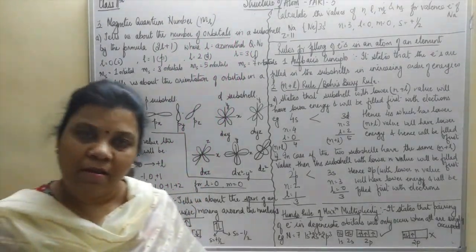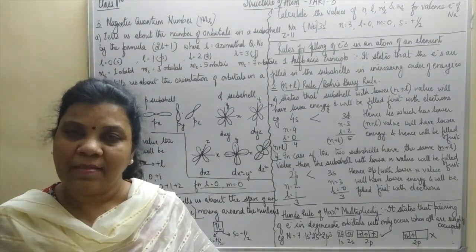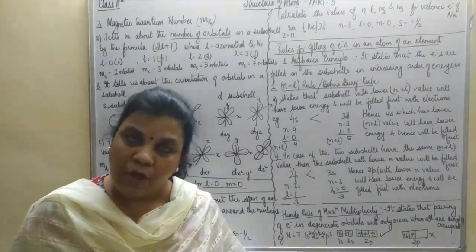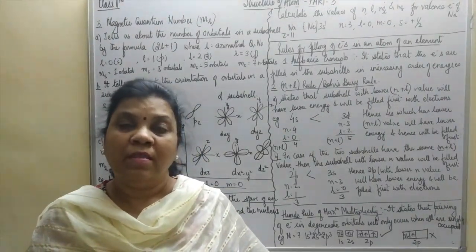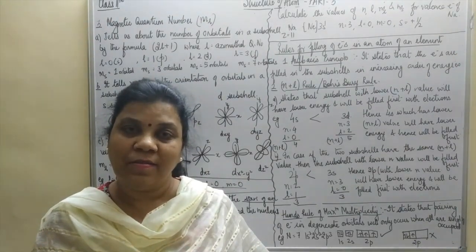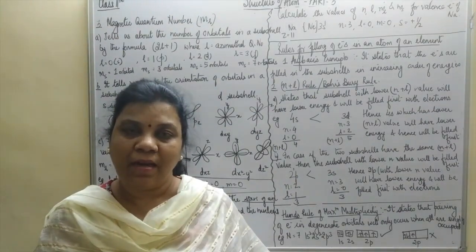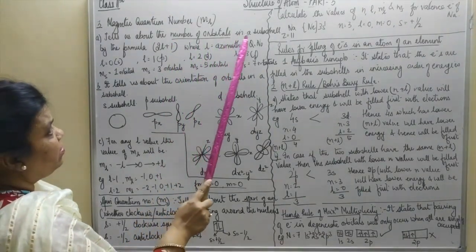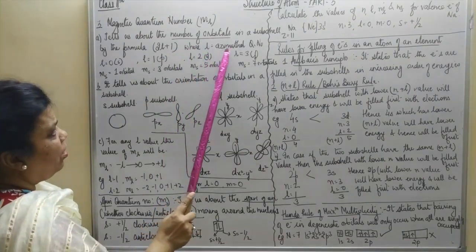See, we discussed earlier in our previous video lecture that each subshell comprises orbitals. For example, S subshell has 1 orbital, P has 3 orbitals, D has 5 orbitals, and F has 7 orbitals. So, this information about the number of orbitals present in a subshell is rendered by the third quantum number, which we call the magnetic quantum number. It tells us about the number of orbitals present in a subshell by the formula 2L plus 1, where L is the azimuthal quantum number.